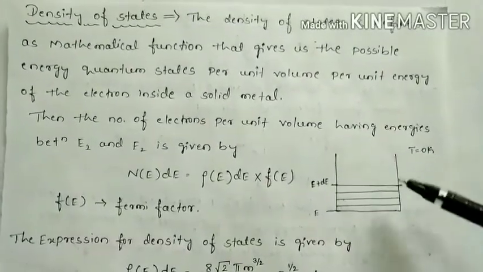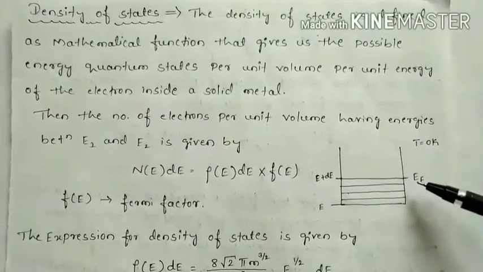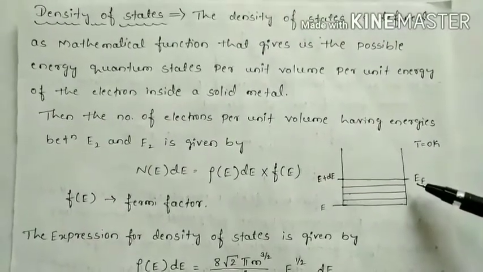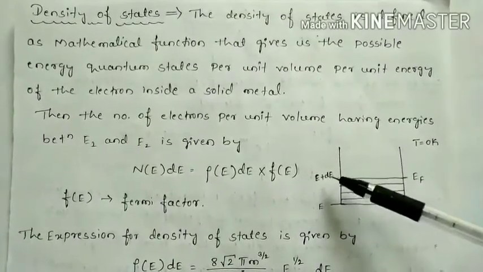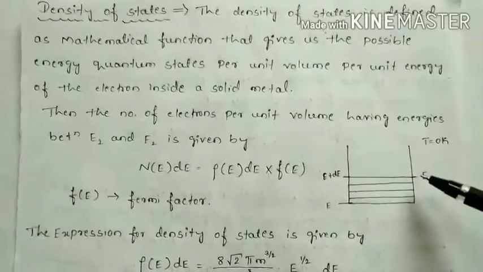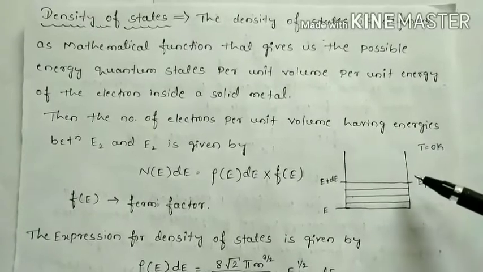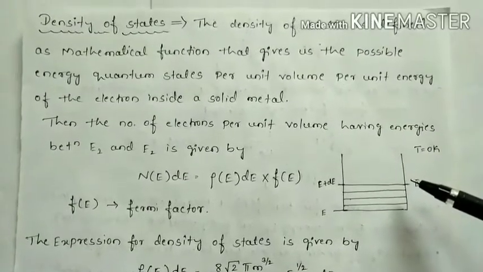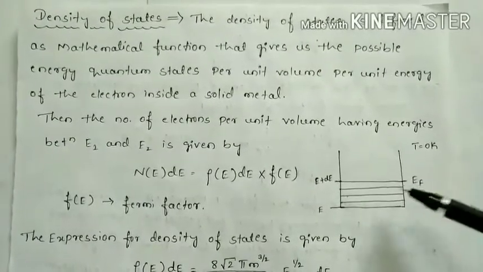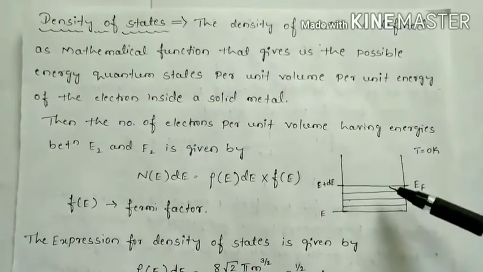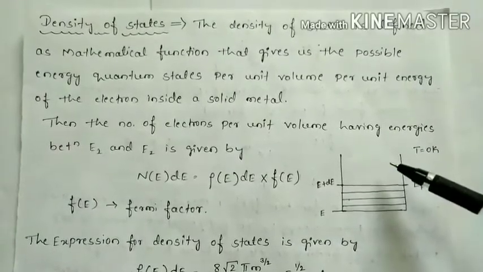Now in the figure you can see this is the energy level diagram. So this is the Fermi level. Now the energy range is in between E to E plus dE at 0 Kelvin. So this Fermi energy or the Fermi level is the topmost collection of electrons at 0 Kelvin, and the corresponding energy is called as Fermi energy. Now below this Fermi energy all the energy levels are filled. Above this Fermi energy all the energy levels are vacant.